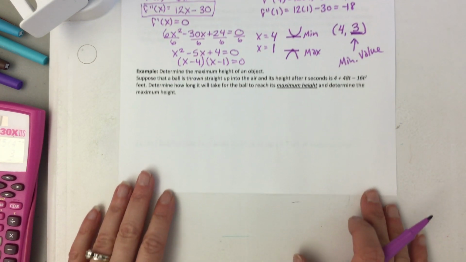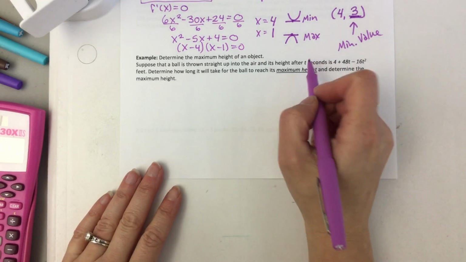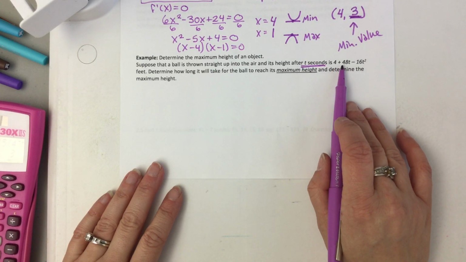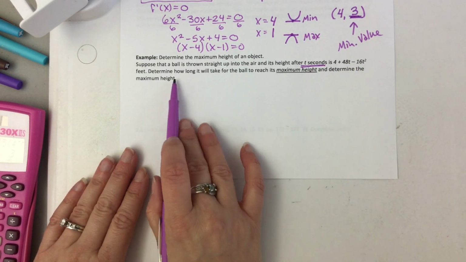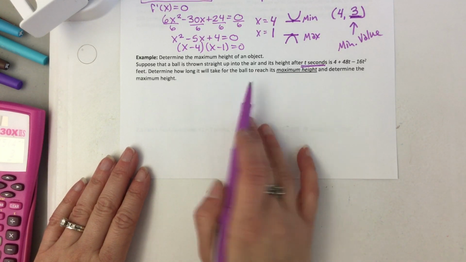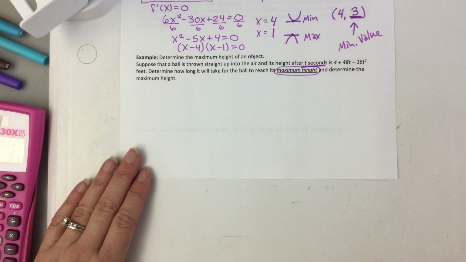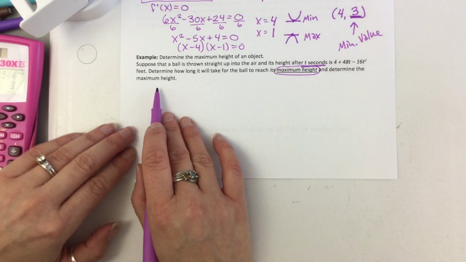Let's look at a real-life problem. Suppose that a ball is thrown straight up into the air, and its height after t seconds, okay, so t represents seconds, is 4 plus 48t minus 16t squared feet. Determine how long it will take for the ball to reach its maximum height. So we're trying to optimize. We want to know when the highest is going to be and then determine that maximum height.